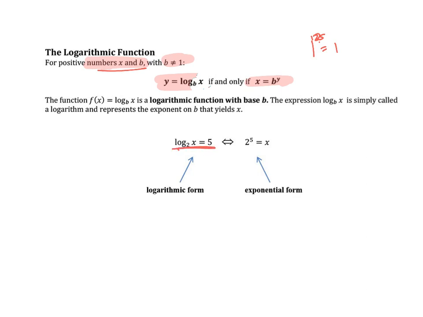So here is your logarithmic form, here is your exponential form: log base 2 of x equals 5, if and only if 2 to the 5th power equals x. So notice we call this base 2, we call this base 2. You can see how one form translates into the other.